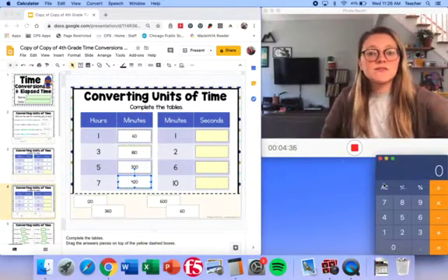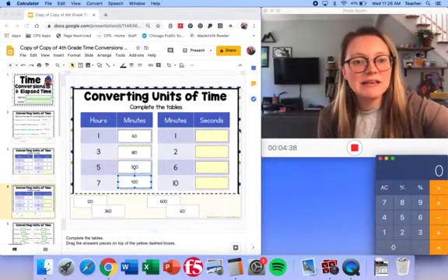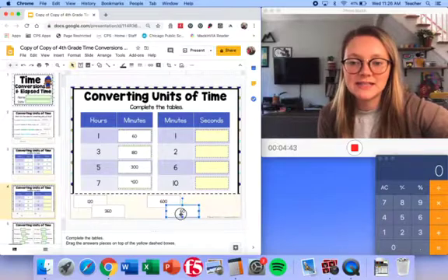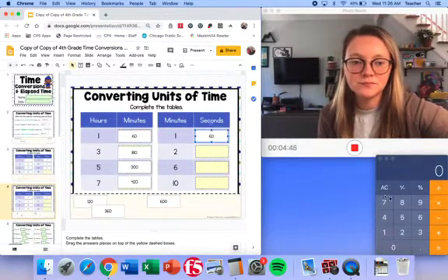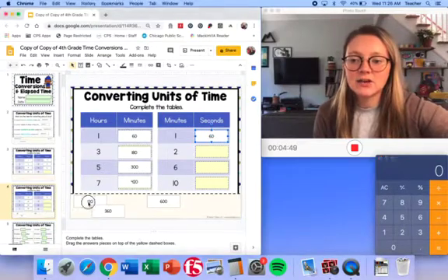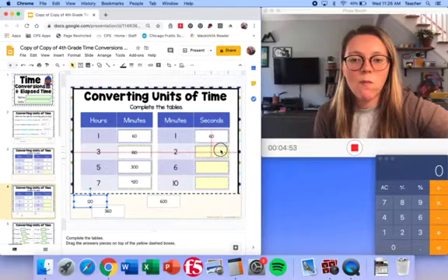And the same goes from going to minutes to seconds, because it's crazy. 1 minute has 60 seconds. So 1 times 60 is 60. 2 times 60 is 120. I know that because I did 2 times 6 and I did my zeros trick.